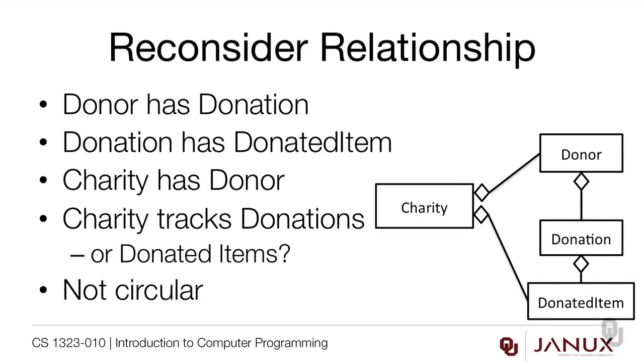Notice that this is not circular. The reason I say it's not circular is because there's no class that's aggregating another class, like the link we had between donor and donation earlier that was circular. That's another sign of good design. When things get circular, updating them can be very hard.